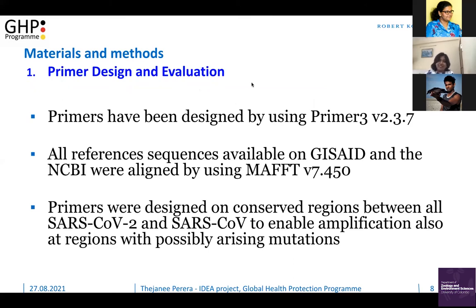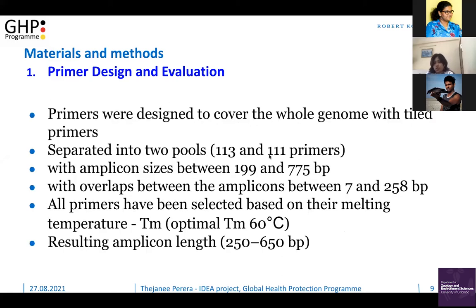Moving to the materials and methods. They first designed the primers using the Primer3 application, and they used all the reference sequences available at GISAID and also NCBI. They aligned the reference sequences, and then primers were designed on the conserved regions between SARS coronavirus 2 and SARS coronavirus, to enable amplification in case of possibly arising mutations in the future. So as I said, the primers were designed to cover the whole genome.